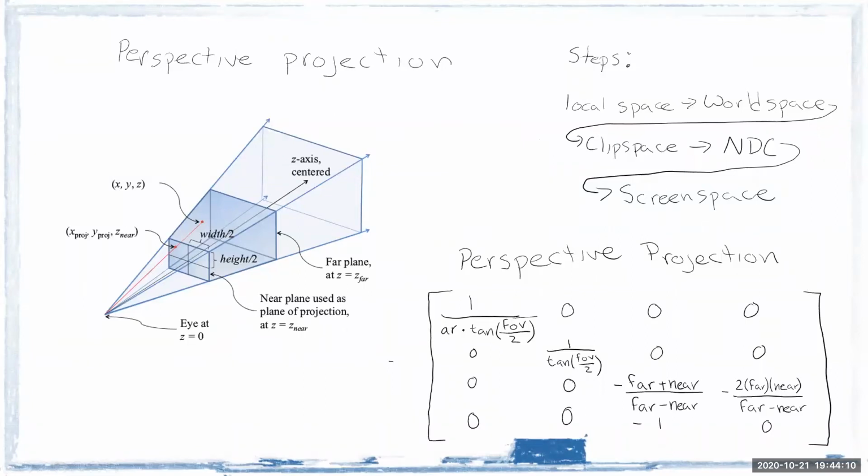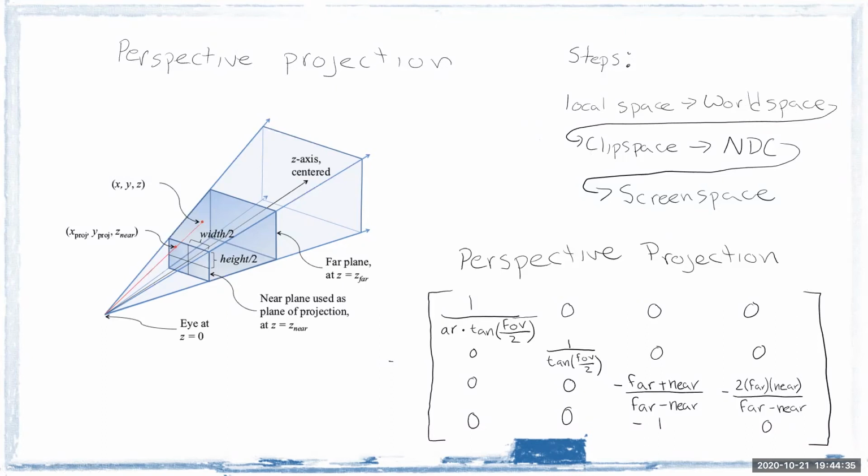We call it the model matrix, and that shifts all of the vertices in its local coordinate system to the world space coordinate system, which is shared by all of the objects. Once we've got everything in world space coordinates, we then figure out what they are in clip space.